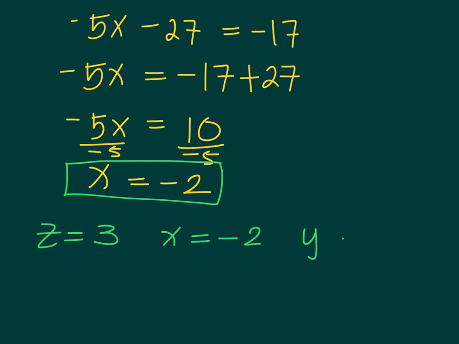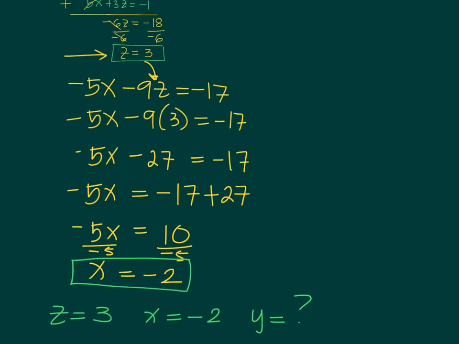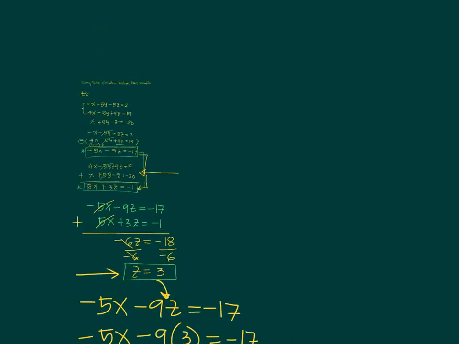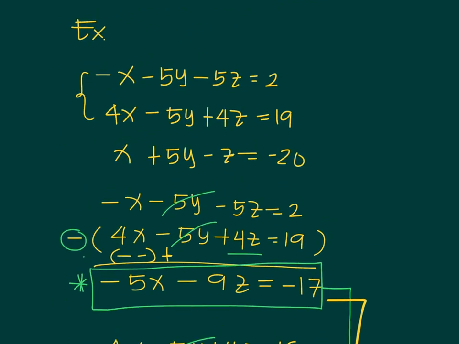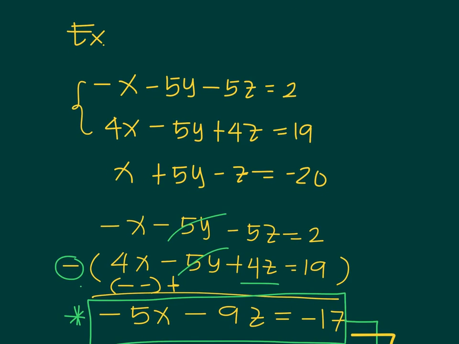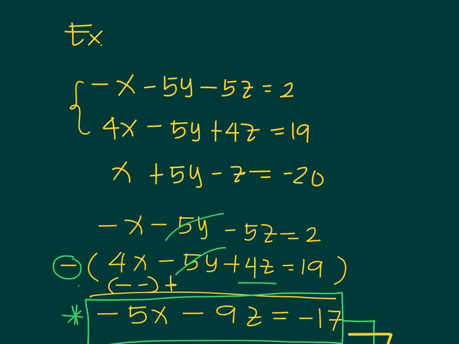And what is left to find is the value of y. So how do we find the value of y? You go back to the system of equations, and then you pick from the three equations. It's up to you. It could be the first, the second, or the third. It doesn't matter. Well, it matters when you want to make it faster.